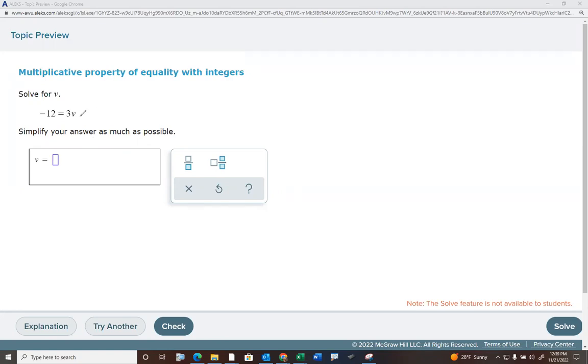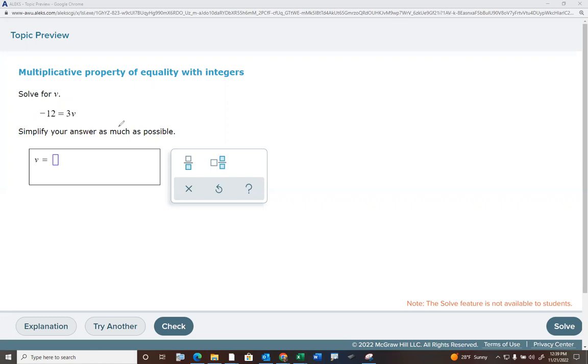Okay, so then when you're solving for a variable, there's the two questions you ask. Number one, what's being done to the variable? Well, it's being multiplied by 3. Negative 12 has nothing to do with the variable. It's on the other side of the equation. But the variable is being multiplied by 3. All right, that answers the first question.